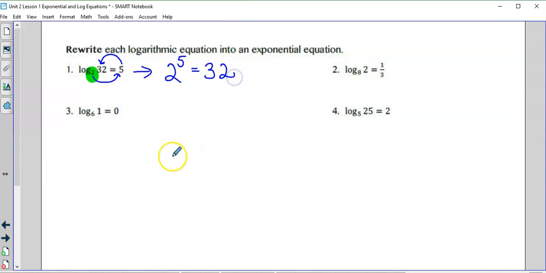And it does. You can check that. You can put that in your calculator. 2 to the 5th power does equal 32. If you got something like 32 to the 5th power equals 2, well, it doesn't. So you can check yourself on these and make sure that, yes, that is a true statement.